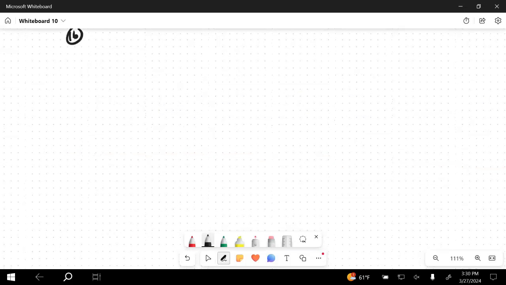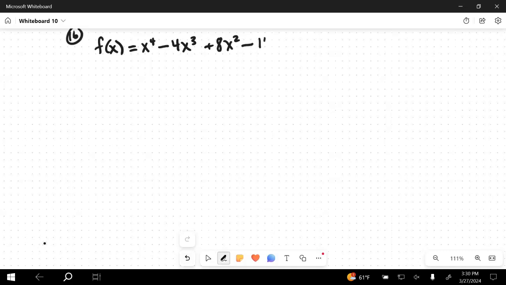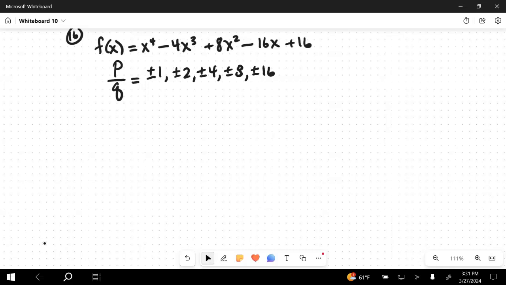For number 16, we are solving the function f of x equals x to the fourth minus 4x to the third plus 8x squared minus 16x plus 16. So the first thing you want to do is our rational zero test. Factors of 16 are 1, 2, 4, 8, and 16. We didn't do the denominator because it does have a 1 in the lead coefficient position like the last one. The first one I want to try this time is the number 2.